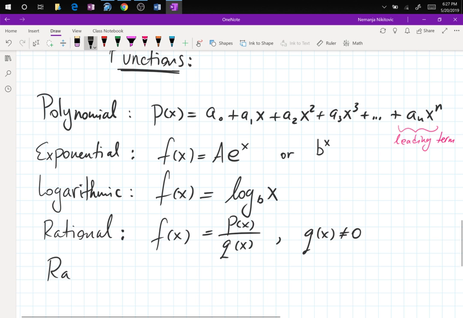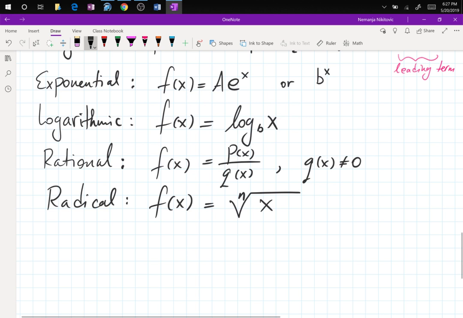Radical. Radical. Roll your R's. Can you? No? Noobs. No, there you go. So radical ones will have some root. You know, it doesn't have to be square root. It can be a third or a fourth or a seventh root. And this can be a function or something, so we'll talk about that. There it is, finally.